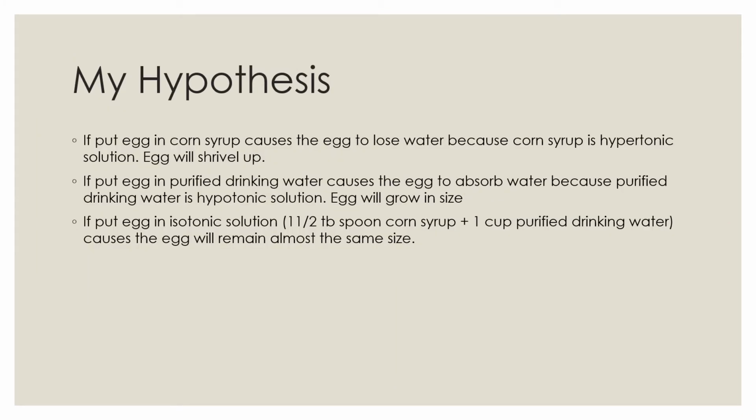So my hypothesis: if I put the egg in corn syrup, it causes the egg to lose water because corn syrup is a hypertonic solution. The egg will shrivel up. If I put the egg in purified drinking water, it causes the egg to absorb water because purified water is a hypotonic solution. The egg will grow in size. And lastly, if I put the egg in an isotonic solution, which I make from 1½ tablespoons corn syrup plus 1 cup purified drinking water, the egg will remain the same size or almost the same size.